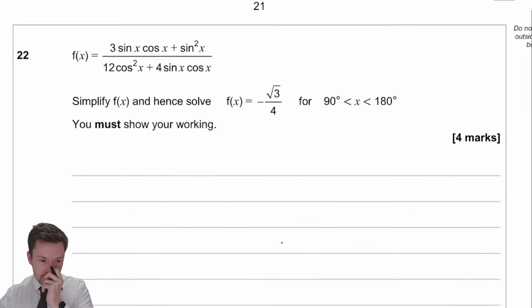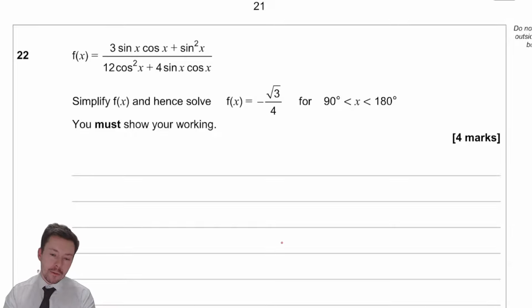Okay, this question. It's not a nice looking question, and actually it's not the easiest question either. Basically, what I did, and I'll be totally honest, is I tried this question beforehand. EdExcel IGCSE further maths, I find them quite difficult.